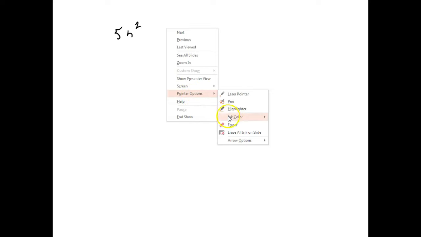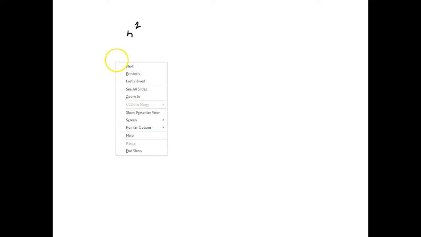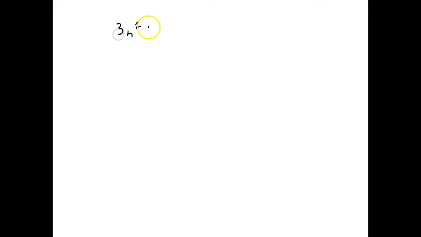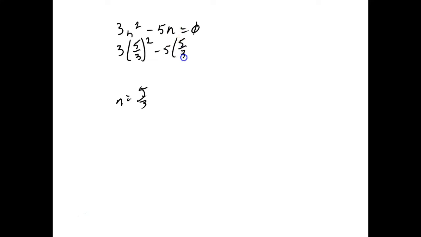What we had was 3n squared. Tell me if I'm right or not. It was just checking to see if you're paying attention. 3n squared plus, minus, which? Minus 5n. Oh, it's in the book. Why don't I look there? Equals 0. And we had n equal 5/3. That's what we're trying to check. So we do 3 times 5/3 squared minus 5 times 5/3 equals 0. Right? That's what you do.